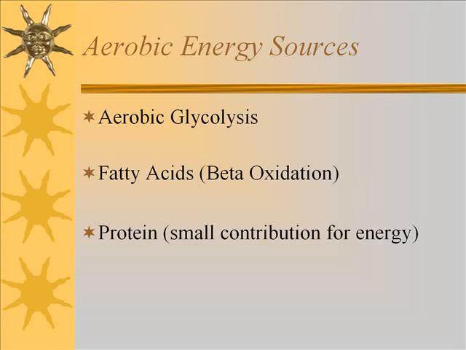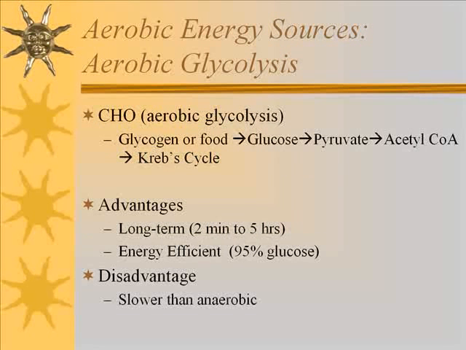Now, on the other hand, if we maintain ourselves in an aerobic state when we're working out, the aerobic energy sources or pathways that our body would go through to get energy would be aerobic glycolysis, fatty acid breakdown, which would be called beta oxidation, and lastly, we would use a small amount of protein when we're in an aerobic state. This isn't something our body depends on necessarily for energy, but there is a small contribution of protein for the production of energy.